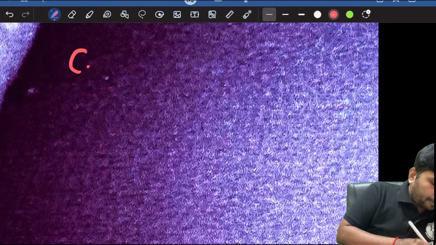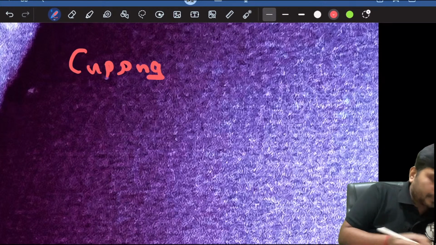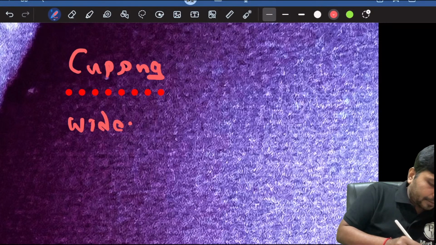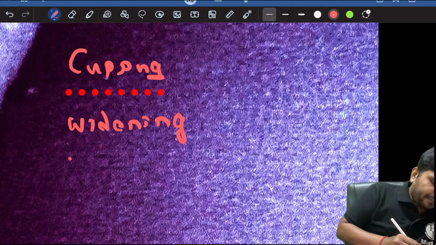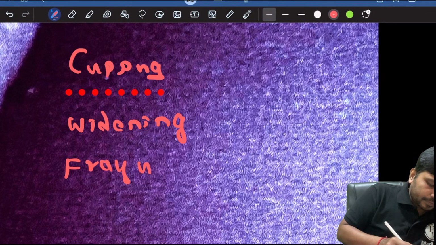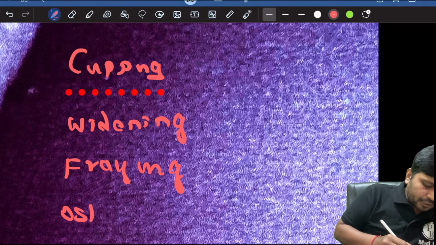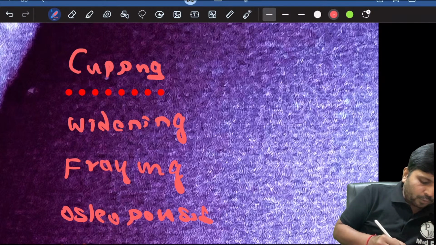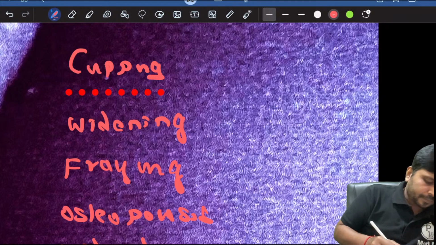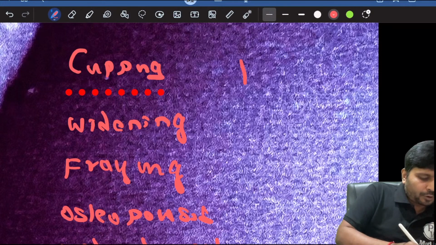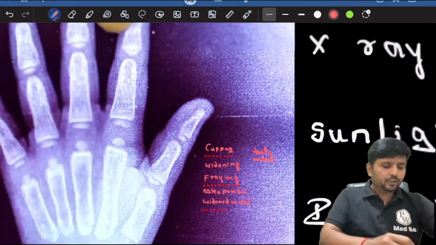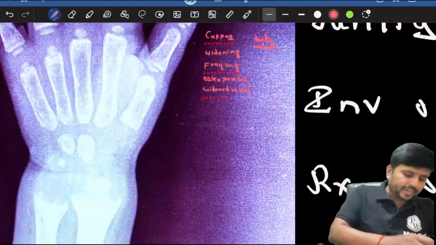One is cupping of metaphysis, cupping, widening, fraying, generalized osteoporosis, widened wrist, as well as one more finding, double malleoli. So these are all the findings in rickets.